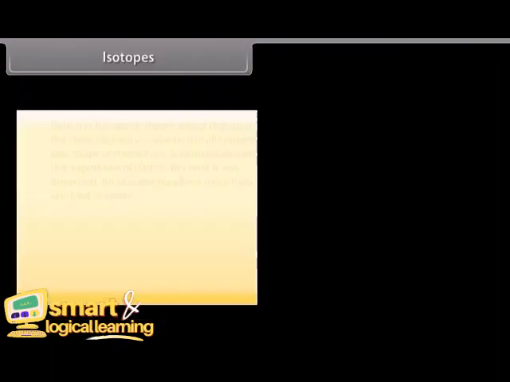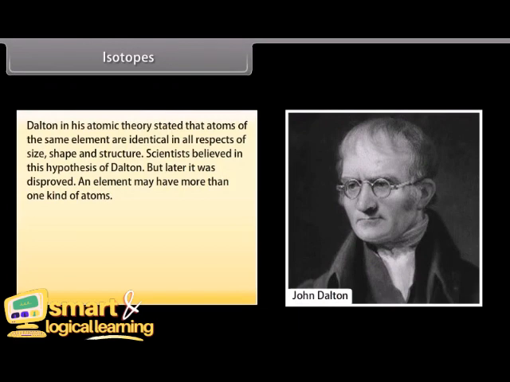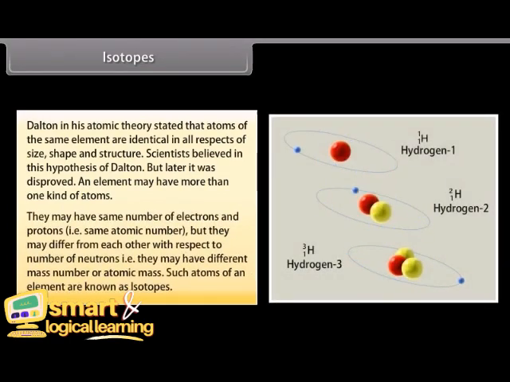Isotopes. Dalton, in his atomic theory, stated that atoms of the same element are identical in all respects of size, shape, and structure. Scientists believed in this hypothesis of Dalton, but later it was disproved. An element may have more than one kind of atoms. They may have the same number of electrons and protons, that is, the same atomic number, but they may differ from each other with respect to the number of neutrons, that is, they may have different mass number or atomic mass. Such atoms of an element are known as isotopes.